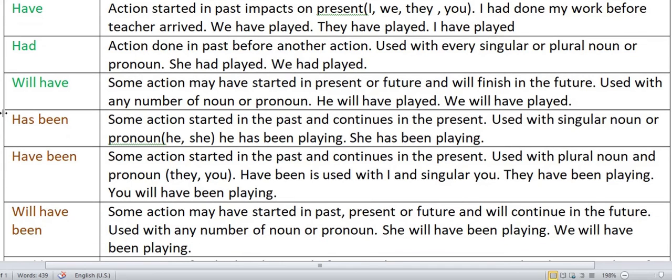Next we have has been. Just look over here. It's been. I have mentioned earlier: be, was, been. These are all fixed for the continuous. So we have here been. Been for continuous. And has, have, had are used in perfect.